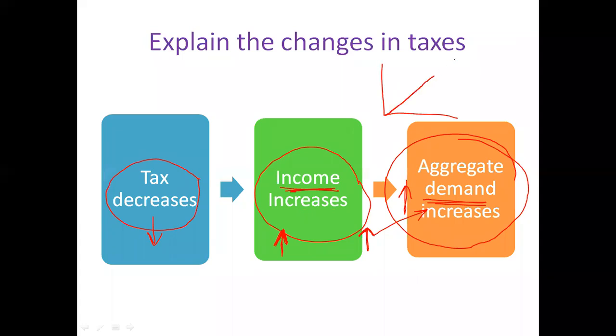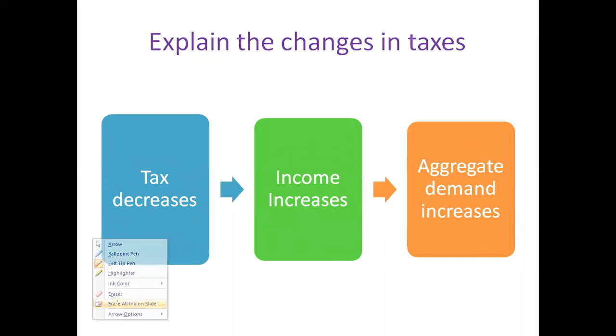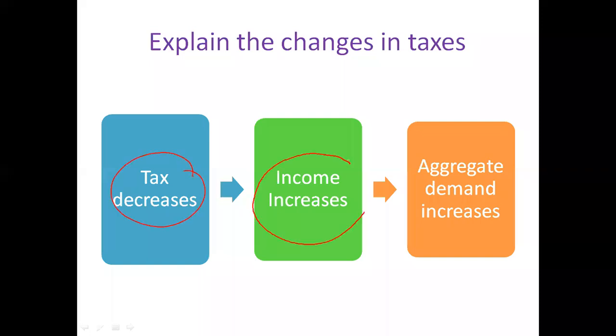See, this was the aggregate supply, and this was aggregate demand. Then again, this was investment. You remember that, we studied that. So aggregate demand and aggregate supply. What happens here, you have to remember, when tax decreases, income increases, and aggregate demand increases. So we go to the next slide.